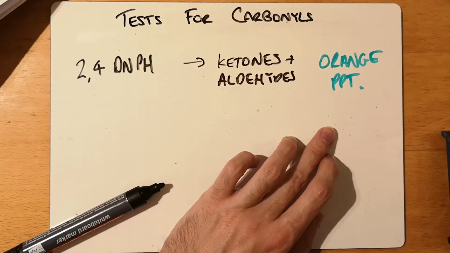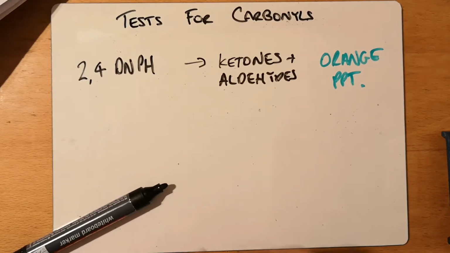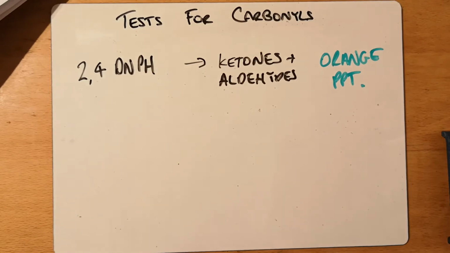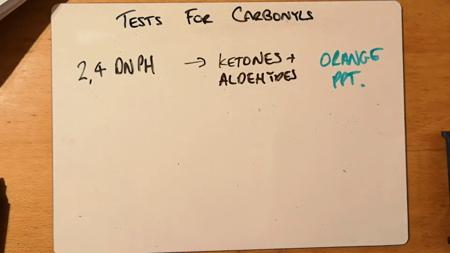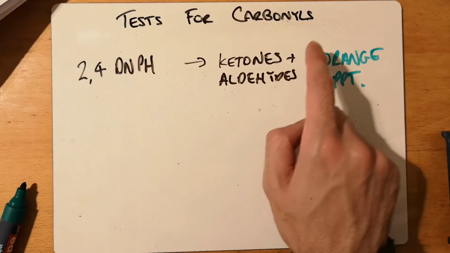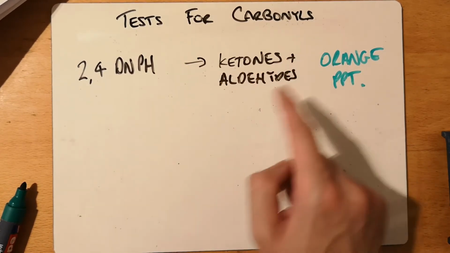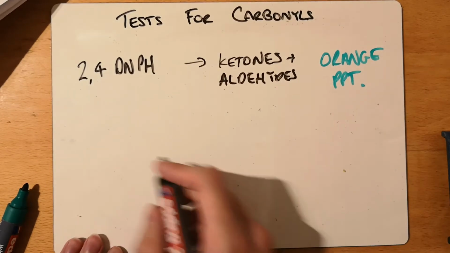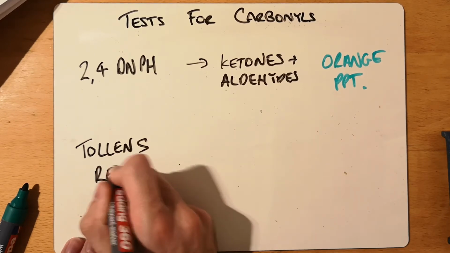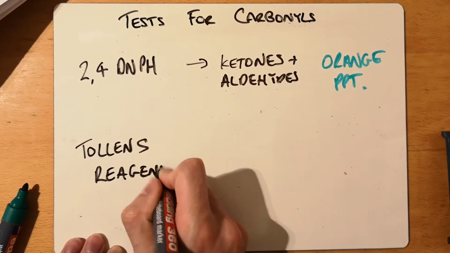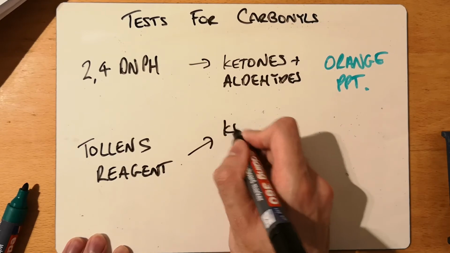Now, if you added this to a carboxylic acid, it doesn't form the orange precipitate, which is why we know it doesn't act like a carbonyl. And any other compound, in fact, won't react to give the orange precipitate. Now, we can identify with this test a ketone or aldehyde. If we wanted to identify whether we had a ketone or an aldehyde, we do Tollens' reagent. And ketones don't react.